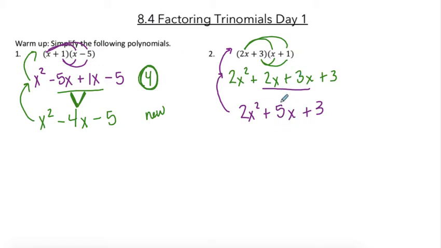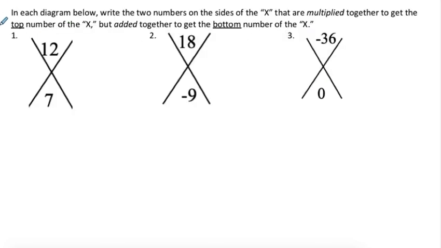So once we started with 3 terms, notice that again, we were okay when we had 4 terms. This is going to be our new part. How do we go from 3 to 4? And so it turns out there's a way that we can do this consistently every single time. And so one of the things that we're going to look at is what I call these X puzzles. And so it says, in each diagram below, write the 2 numbers on the sides of the X that are multiplied to get the top number.